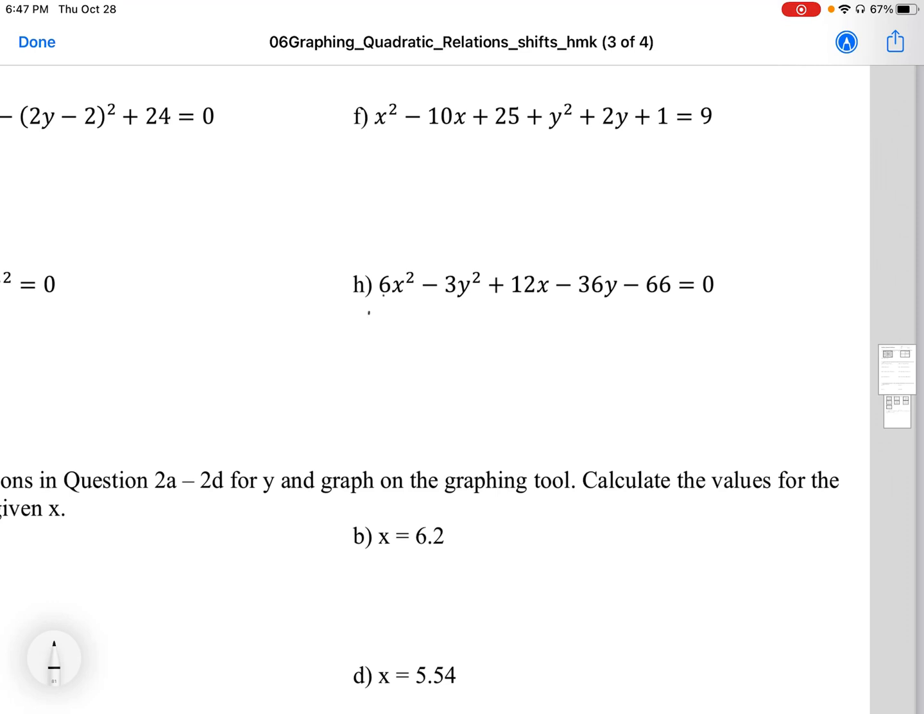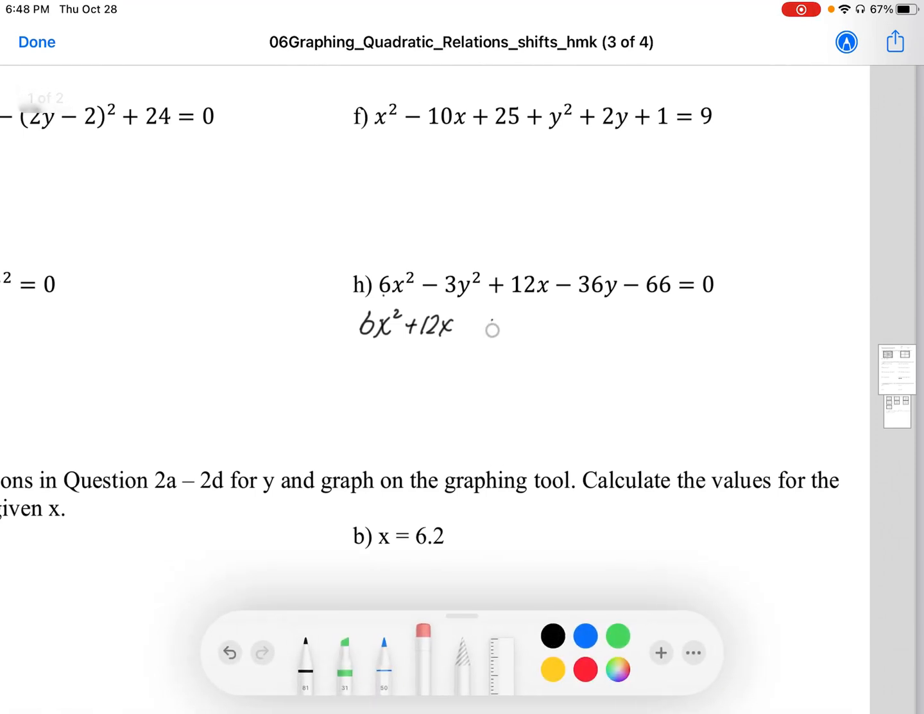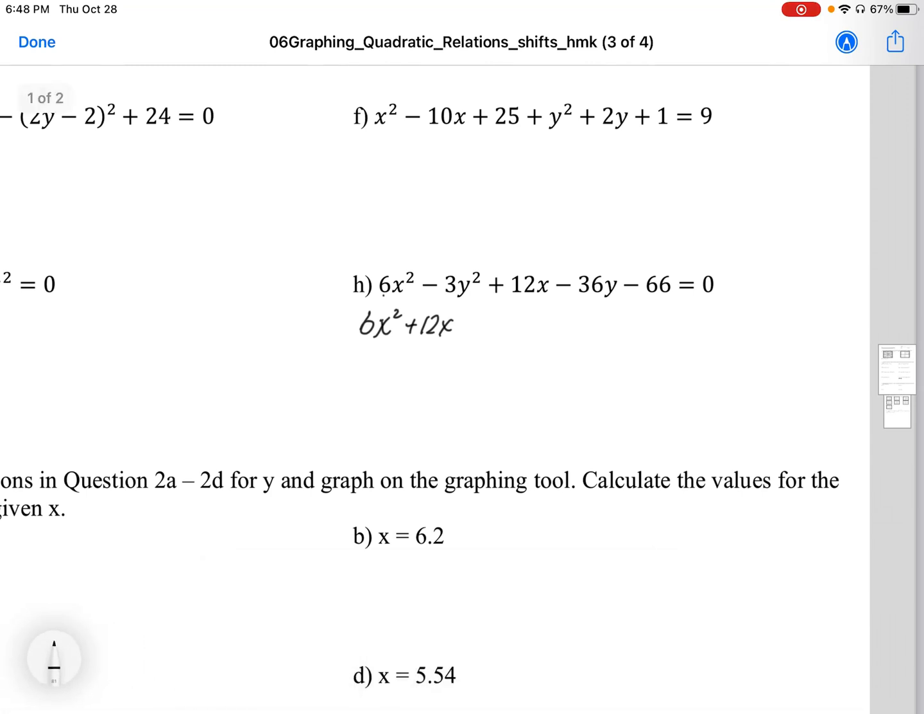So the first thing I'm going to do is group together the x terms. So 6x squared plus 12x. I'm going to group together the other terms here, the y terms. So minus 3y squared minus 36y. And I'm going to put the 66 on the other side, so equals 66.